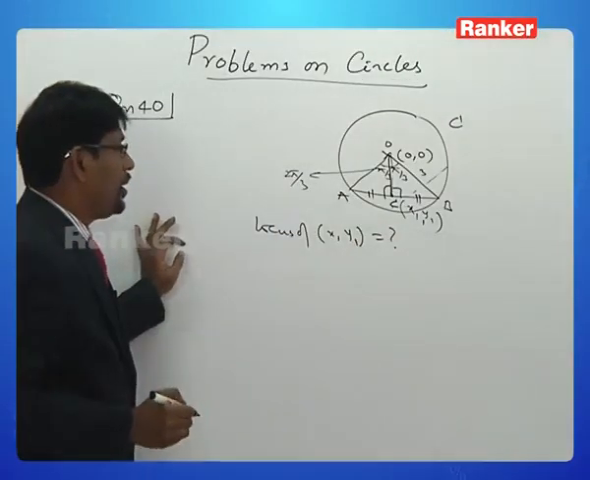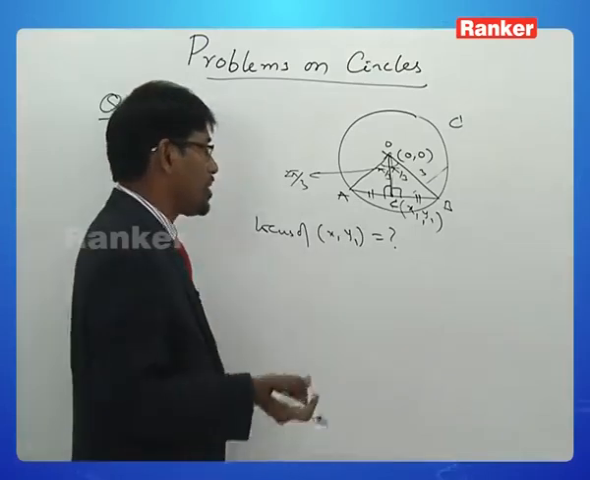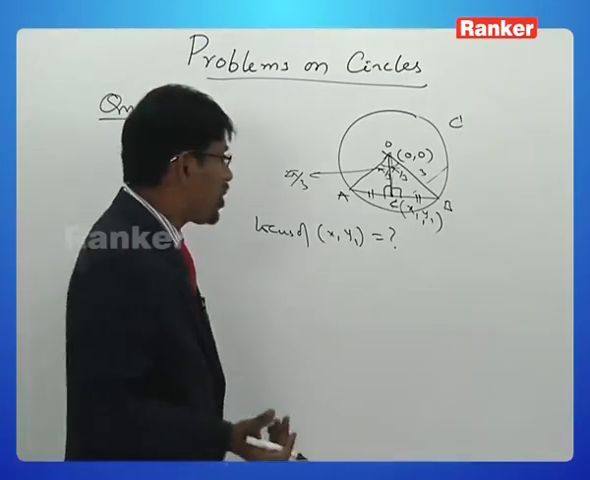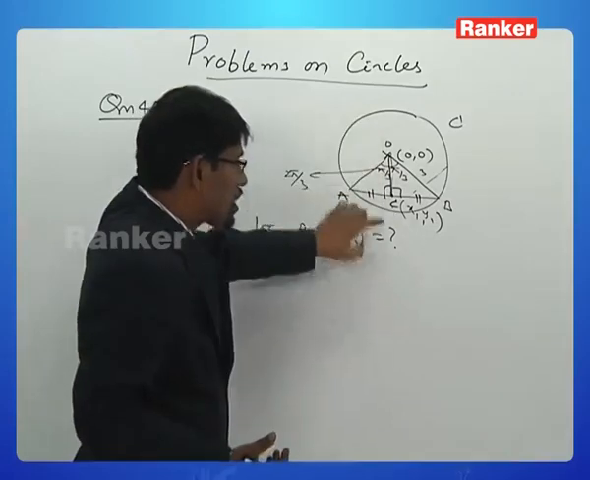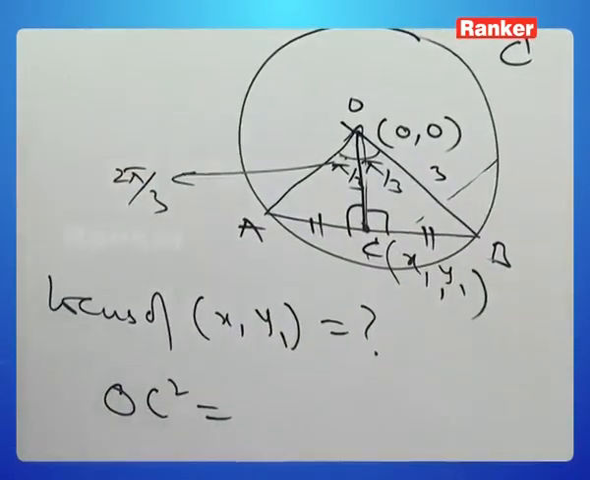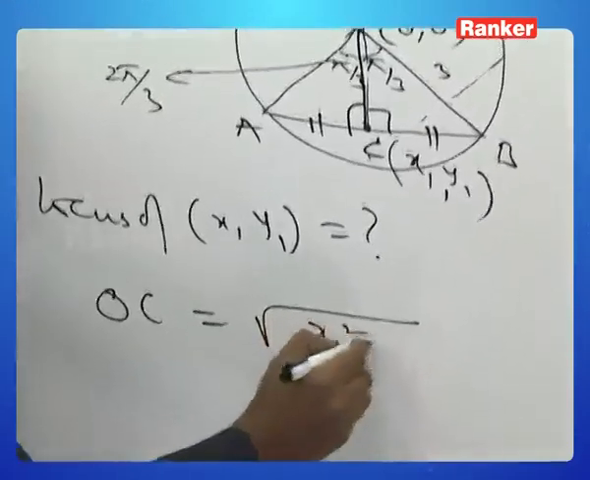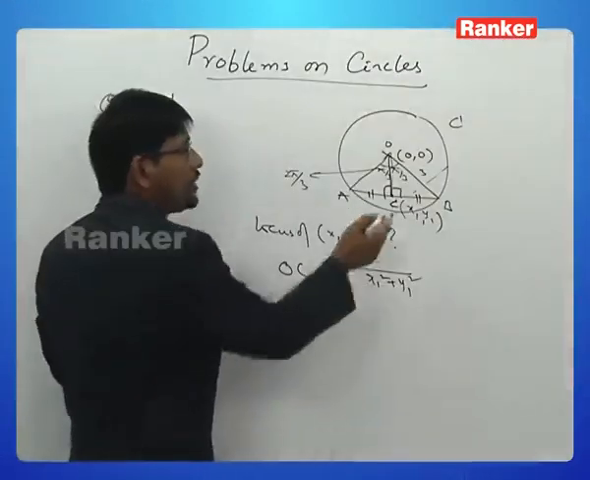Okay. Now, we have to frame an equation involving x1 and y1. What's the thing that comes to our mind? Can we use the distance formula? OC square is equal to, what is OC square? OC is equal to under root of x1 square plus y1 square. That's using the distance formula.